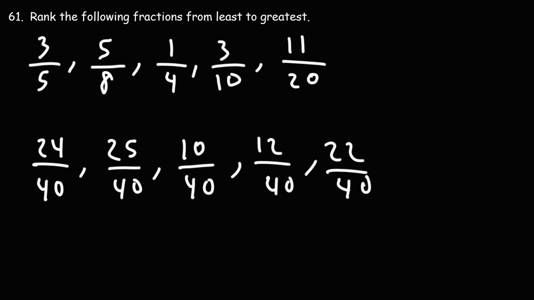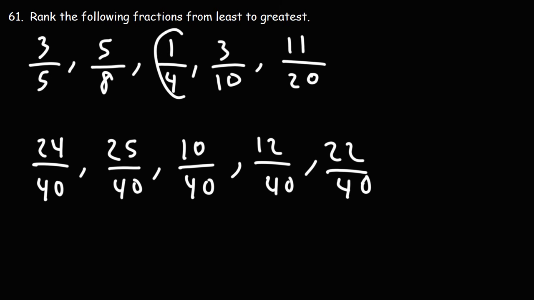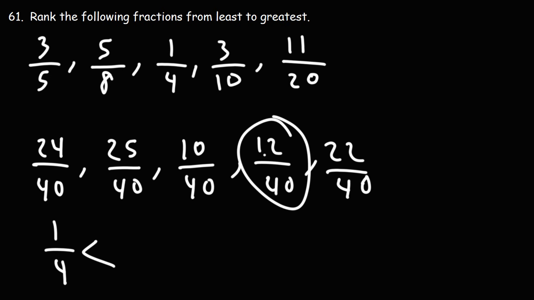So now that we have common denominators, we could just compare the numerators of the fractions. So we want to rank it from least to greatest. So 10 is the lowest number. Next is 12, and then 22, 24, 25. So 10 over 40, that was 1 over 4. That has the lowest value. That's going to be less than this one, which comes from 3 over 10.